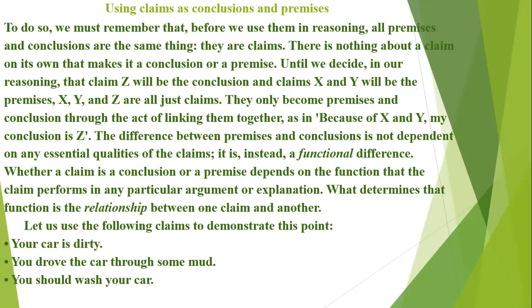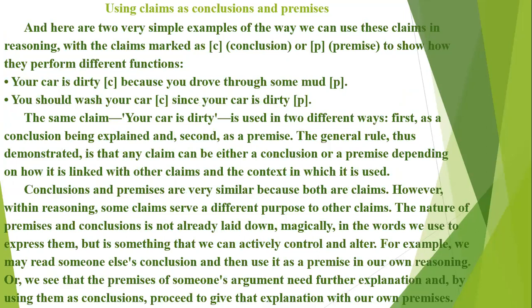Whether a claim is a conclusion or a premise depends on the function that the claim performs in any particular argument or explanation. What determines that function is the relationship between one claim and another. Let us use the following claims to demonstrate this point. Your car is dirty. You drove the car through some mud. You should wash your car. And here are two very simple examples of the way we can use these claims in reasoning, with the claims marked as C, conclusion, or P, premise, to show how they perform different functions.